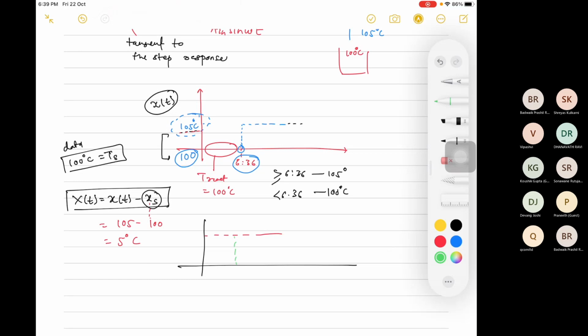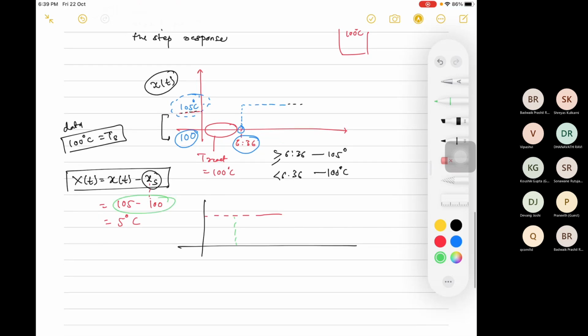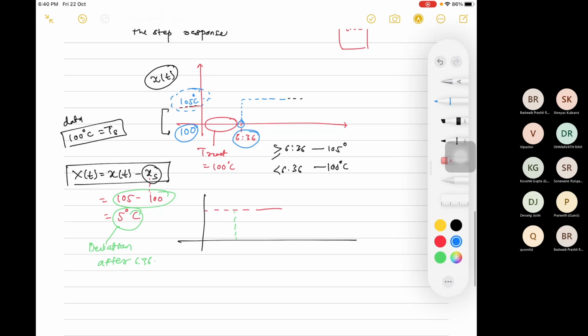So you can see, if you substitute this value, this is the deviation variable, and this will be after 636, right? After 636, it is the value. Before 636, what is your value? Before 636, what is your deviation value? Capital X of t is your present value. What was it at that time? It was 100, and the steady state value was also 100. So your value was 0. So initially it was 0, right? And then it has changed with a magnitude of +1.